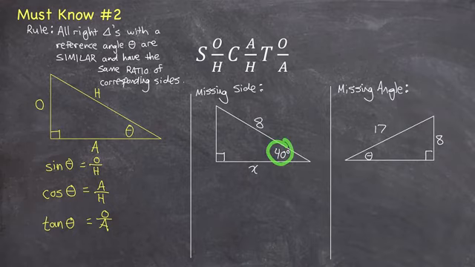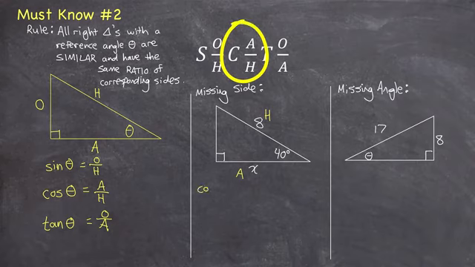From 40, the side we're looking for is adjacent to it, and 8 is the longest side of the right triangle, so that's the hypotenuse. The function that involves adjacent and hypotenuse is cosine. So I know cosine of 40 degrees equals the adjacent side, x, divided by the hypotenuse, 8.